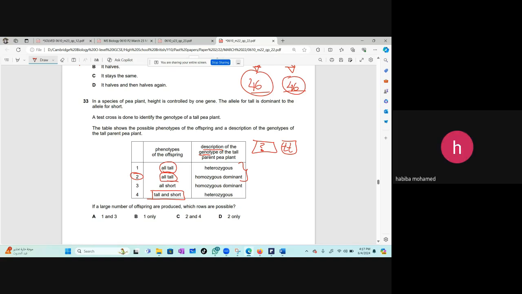parent is going to be what? Heterozygous, tall and short. They're going to be heterozygous. Yes. So the answer is what? C, 2 and 4. Do you understand why for number 33 the answer is 2 and 4? I'll highlight this question for you also.